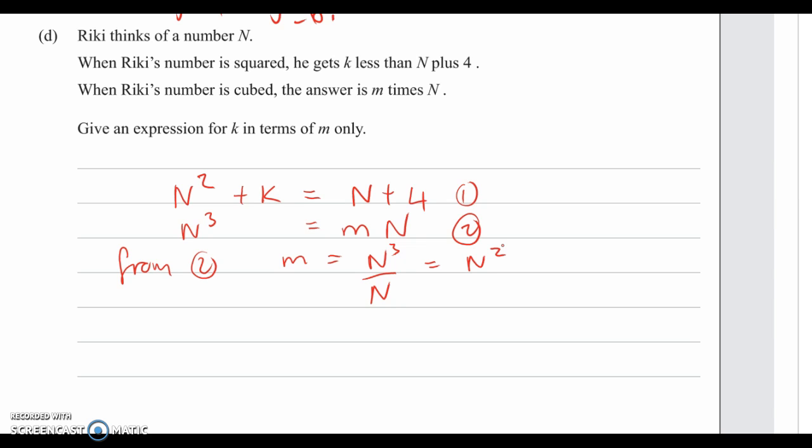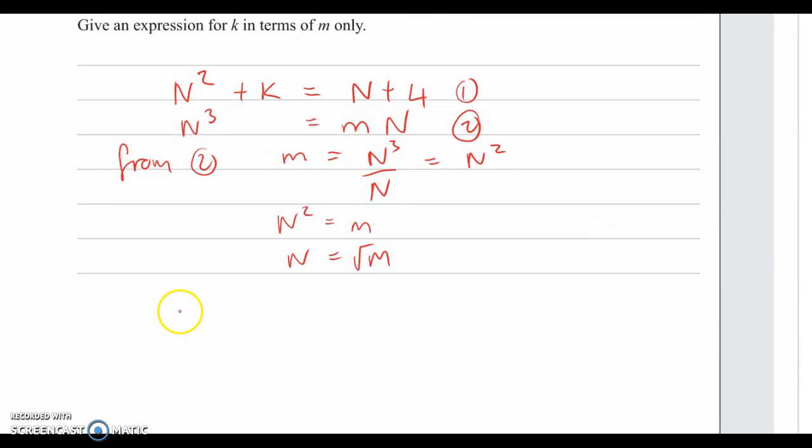An expression for k in terms of m only. So, actually what I want to do is have just n on its own. So I've got n squared equals m. So n equals the square root of m. So wherever I see a big N, I'm going to put in my square root of m. Hopefully you're happy with that.